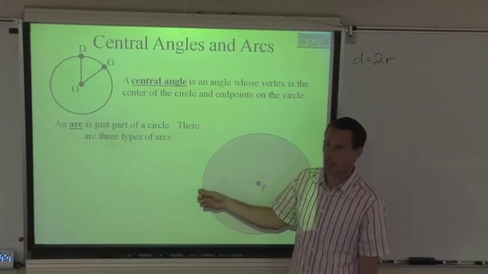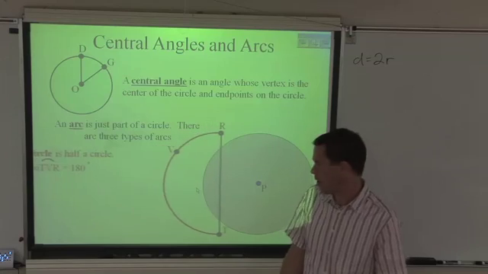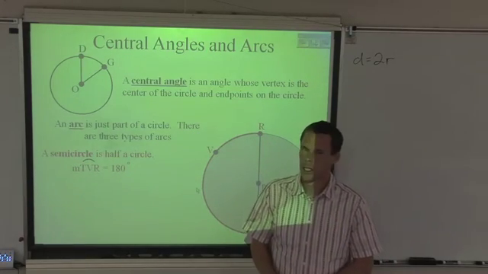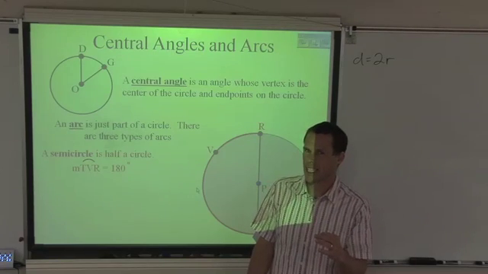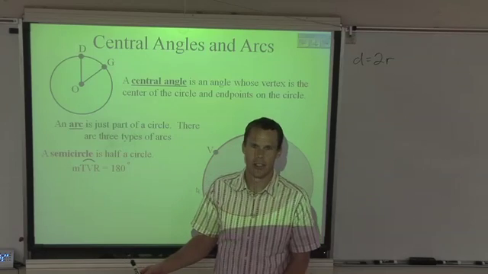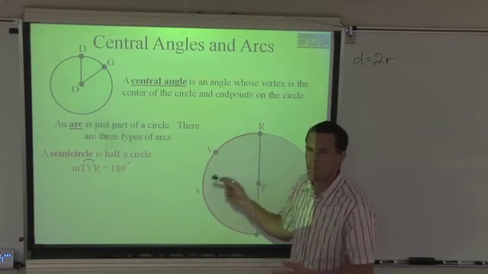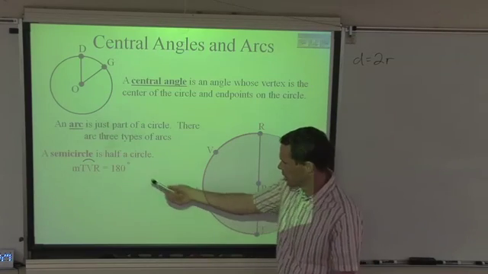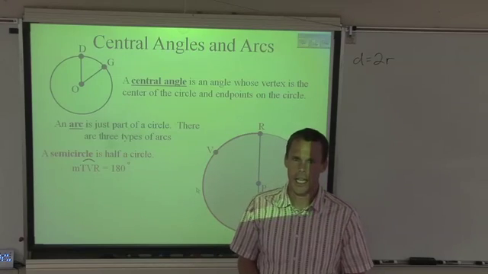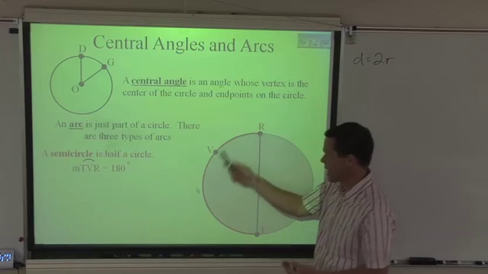Now, there are 3 types of arcs we're going to look at. First of all is the semicircle arc. A semicircle is half of a circle. Now, we're not talking about arc length at this moment, but rather arc measure, the measure of the arc. So this is not the length of the piece of string going around from here to here, but just the measure of the arc, which is 180 degrees. Measure is always in degrees, and since it's half of a circle, half of 360 is 180.